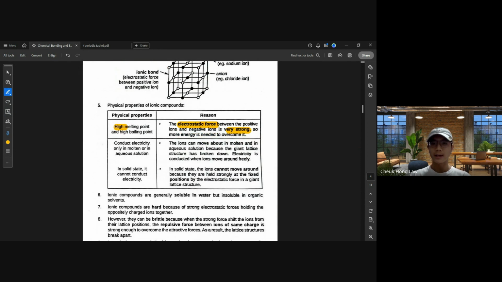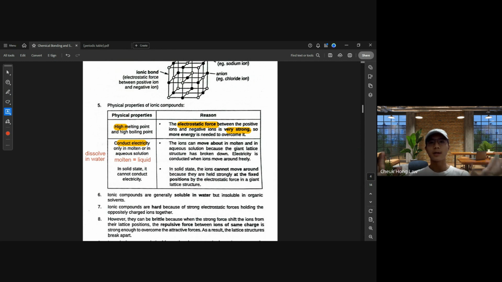Then we move on to the second property, which is they conduct electricity only in molten or in aqueous solution. So if you're confused, molten is the same as liquid. So it's basically saying it conducts electricity in liquid state. Then aqueous means that the ionic compound dissolves in water to form the aqueous solution. So it only conducts electricity in these two states: molten state, or basically liquid state, and then aqueous solution.